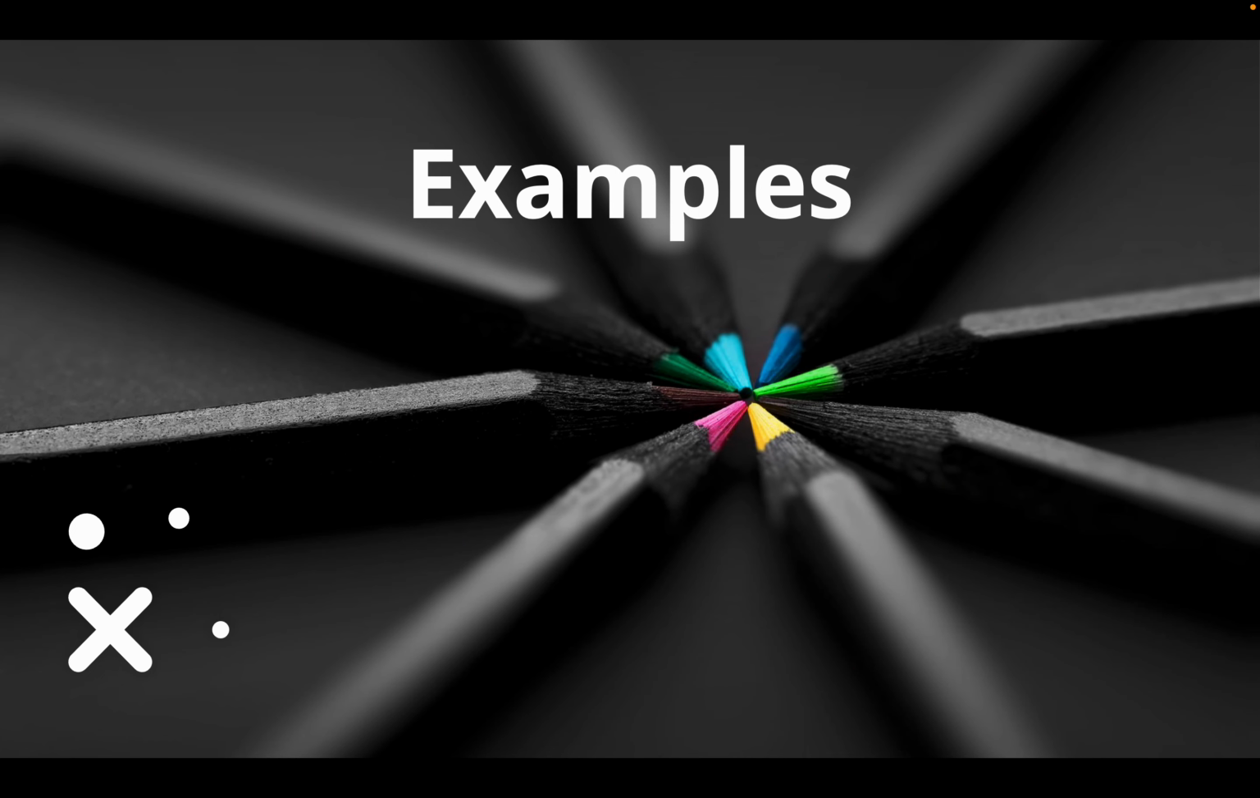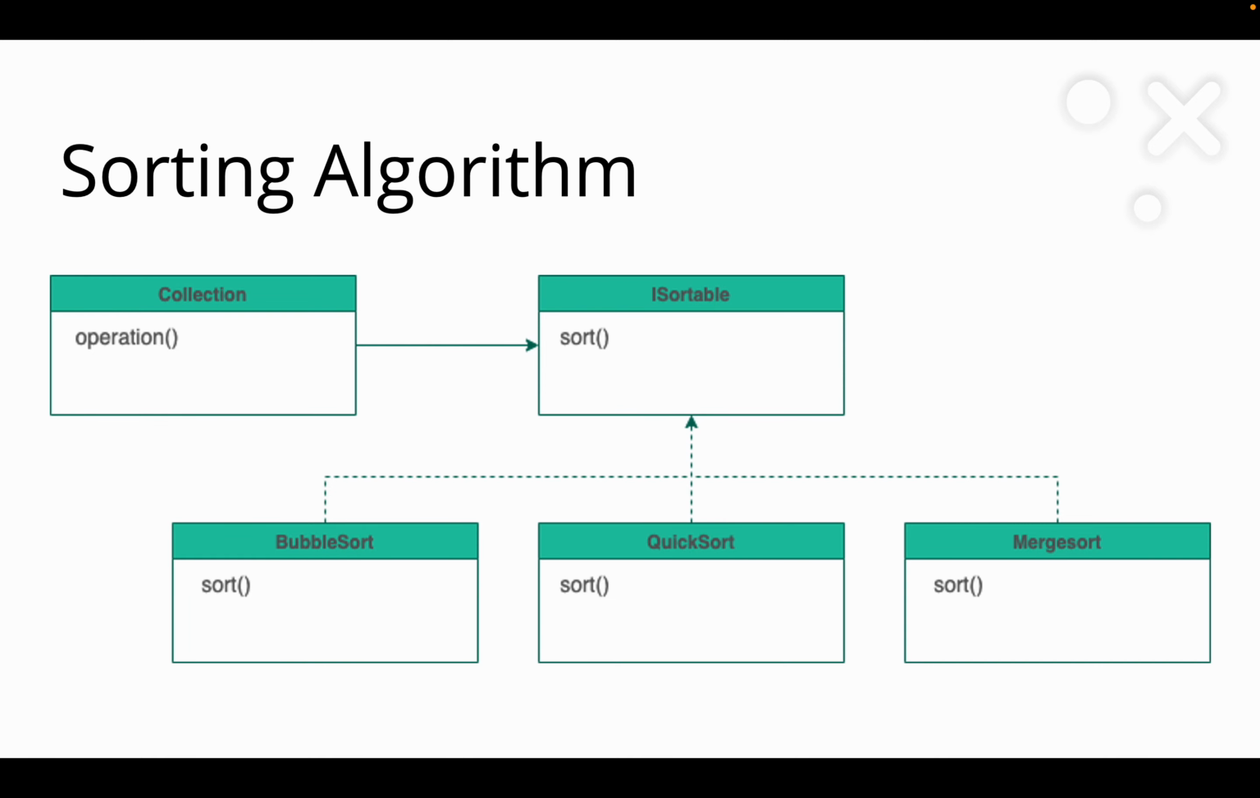So we can switch to the examples. First example is sorting algorithms. Sorting algorithms are used to rearrange a collection of items in a specific order, such as a numerical order or alphabetical order. There are many different sorting algorithms available, each with its own advantages and disadvantages, and different algorithms may be more suitable for different types of data. To implement this, the strategy design pattern can be used.